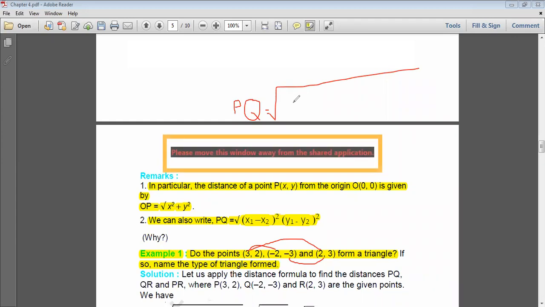So what is PQ? It is the square root of (3 minus (-2)) whole squared plus (2 minus (-3)) whole squared.